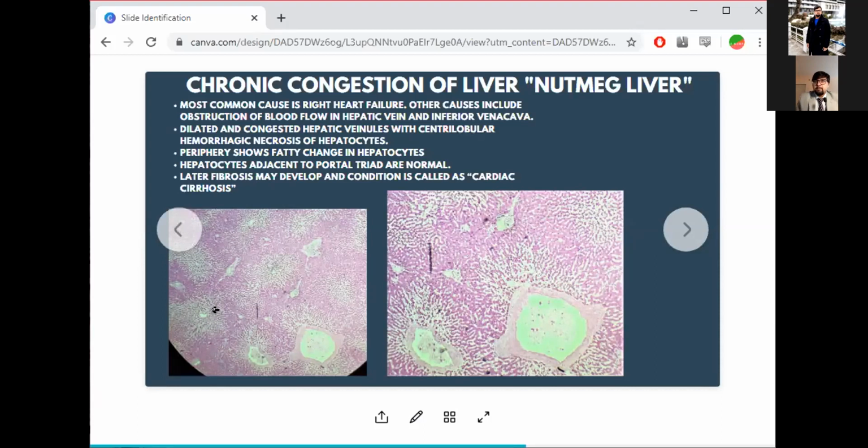And this group of cells is the same. However, here is your portal triad. Okay, this is one of the portal triads, and here the cells are more or less normal. Now, move on to the right image. It is the same image, but in a greater magnification.